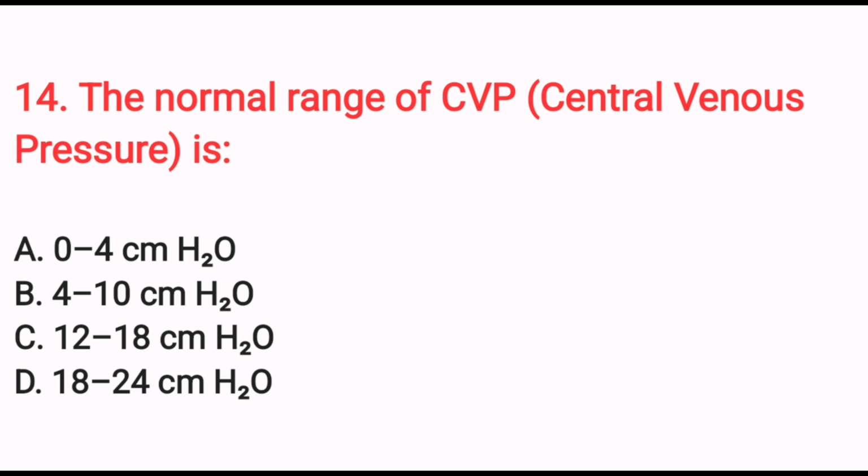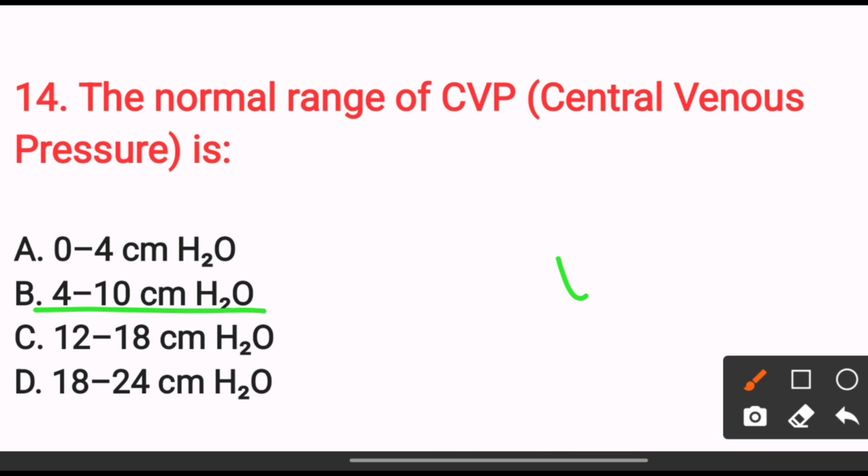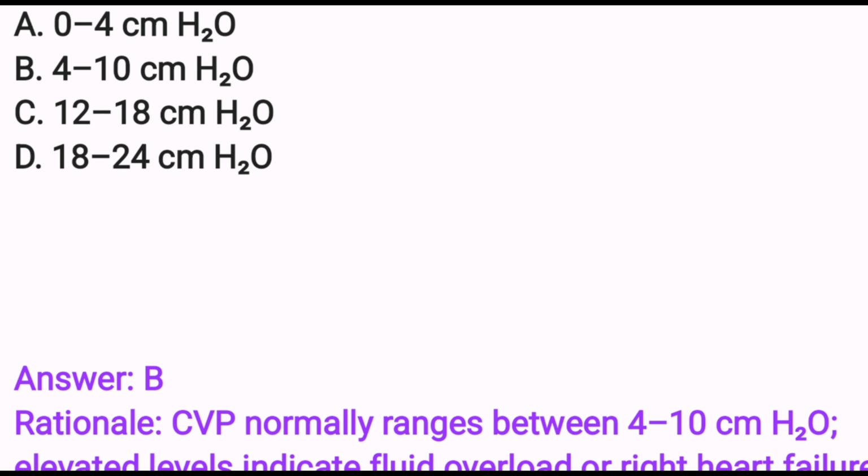Next, the normal range of CVP is option A, 0 to 4. Option B, 4 to 10. Option C, 12 to 18. Option D, 18 to 24 cmH2O. The answer is option B, 4 to 10 cmH2O. Normal range is between 4 to 10. If elevated, it indicates fluid overload or right-sided heart failure.